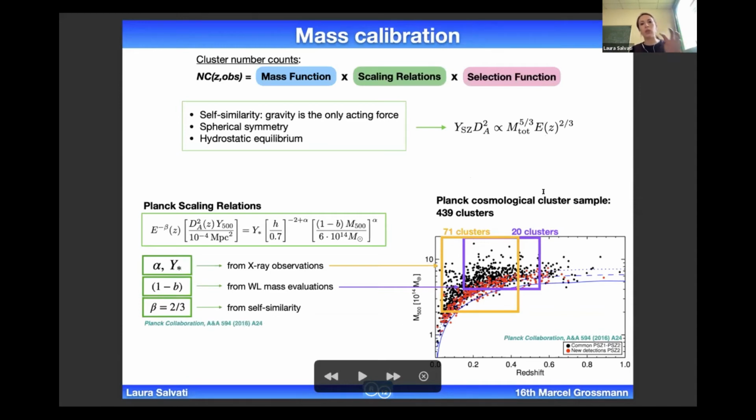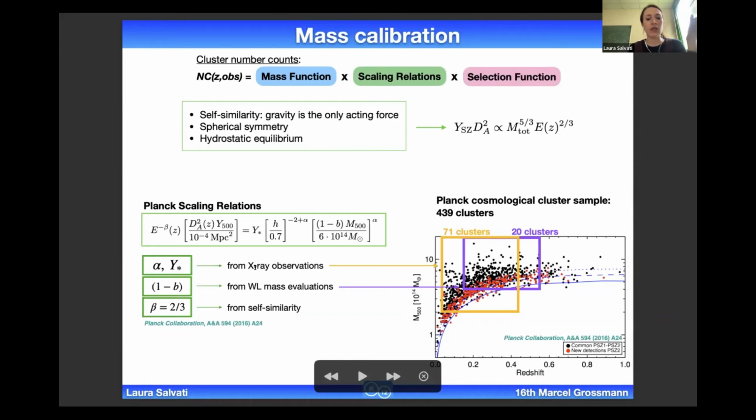Now, the first thing that we need to stress is the fact that the Planck collaboration provided almost 2,000 clusters detected in the sky. For the cosmological analysis, we restricted this to 439 clusters with the highest signal to noise, and this is their mass and redshift distribution. Now, the problem is that to calibrate the scaling relation, we actually consider a very small subsample of these full 400 clusters here.